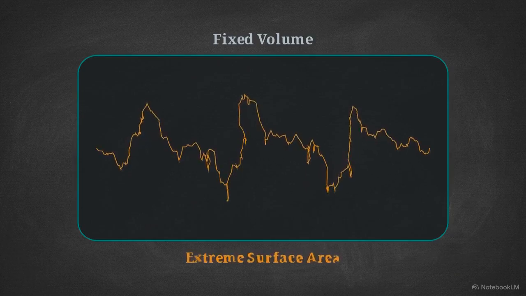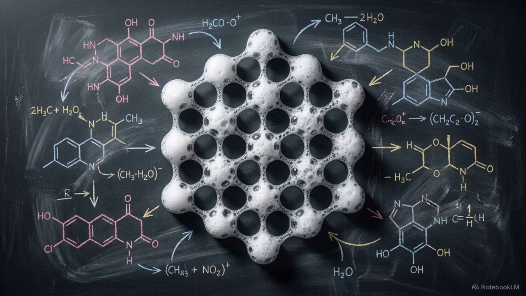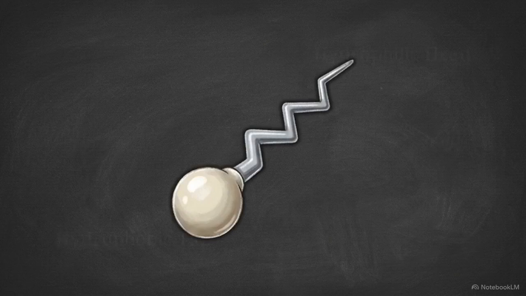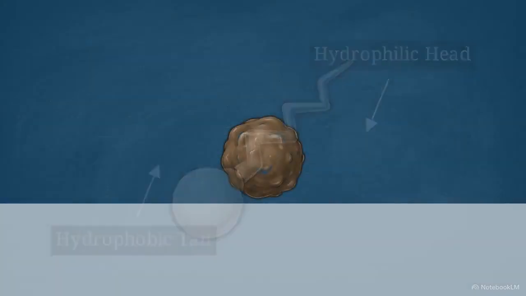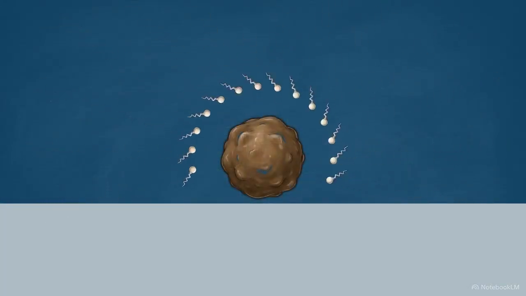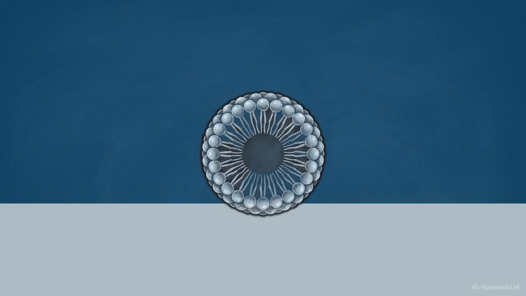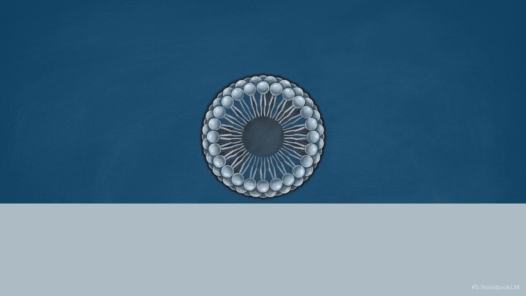We manipulate these extreme surface area systems constantly. The cleansing action of ordinary soap relies on associated colloids, specifically structures known as micelles. This diagram outlines a soap molecule, a stearate ion. Its hydrophobic tail repels water, while its hydrophilic head attracts it. In water, the tails embed into grease droplets, forming a sphere called a micelle. The heads pull the grease off the surface, washing it away.